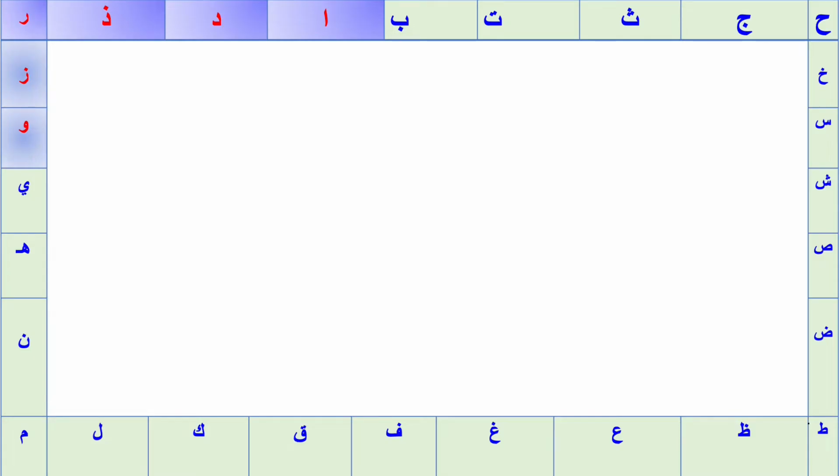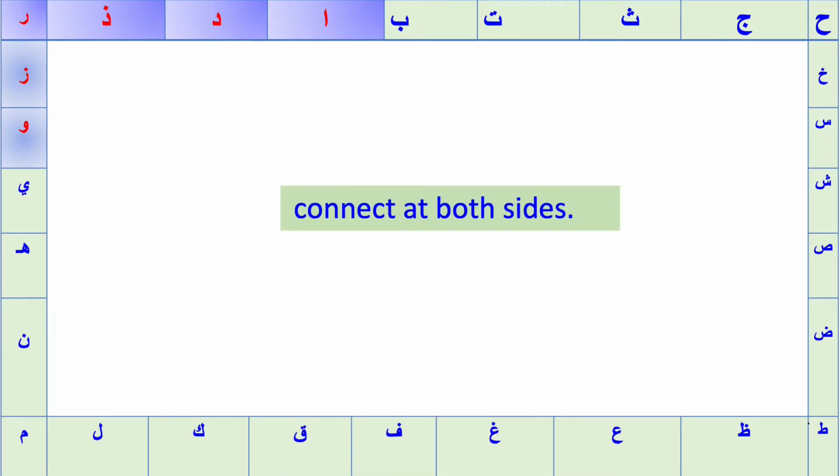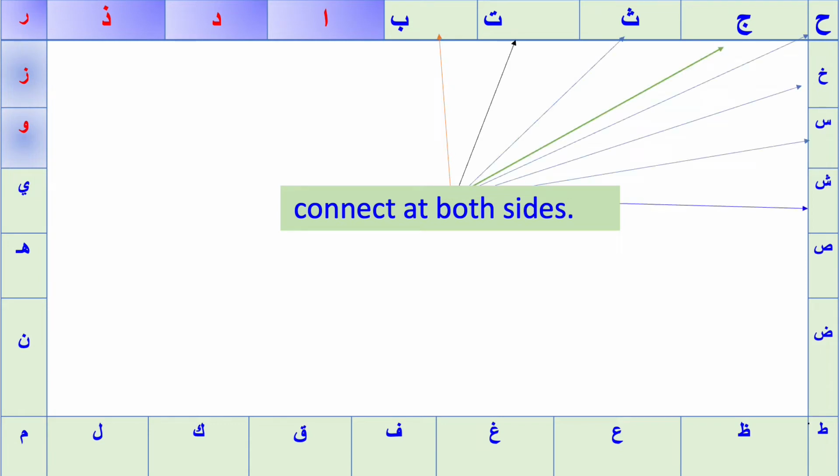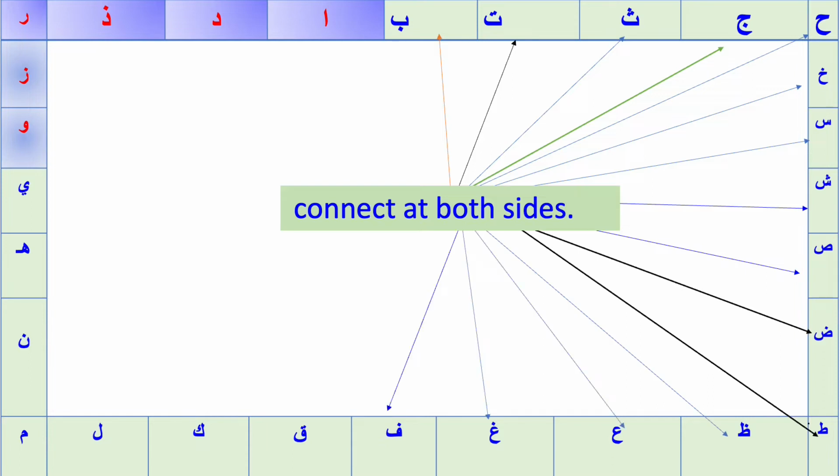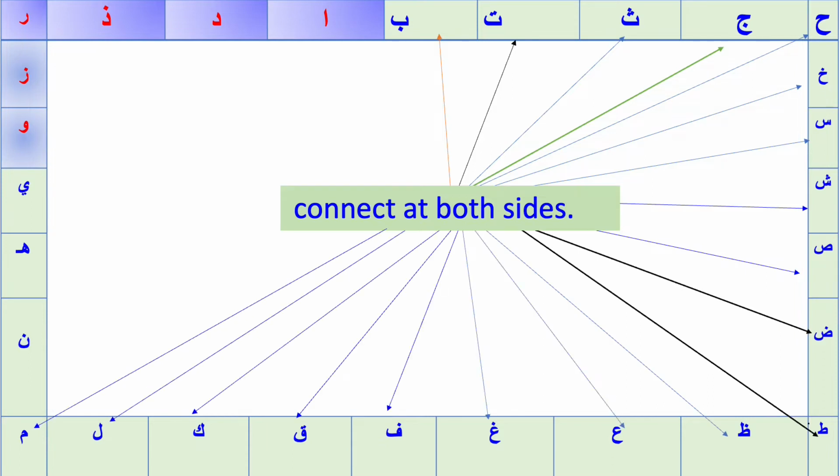As you can see in this slide, we have divided the letters into two groups: those that can connect from both sides with a preceding and a following letter. So this is the first group: ba, ta, tha, jim, ha, kha, sin, shin, sad, ضاد طاء ظاء عين غين فاء قاف كاف لام ميم Noon, Ha, Ya.